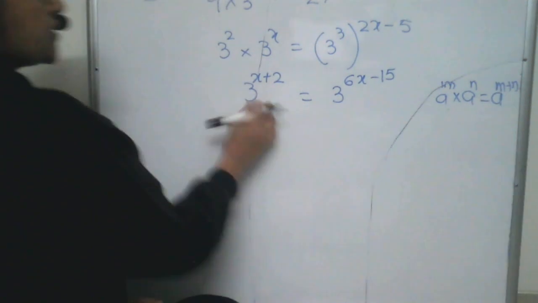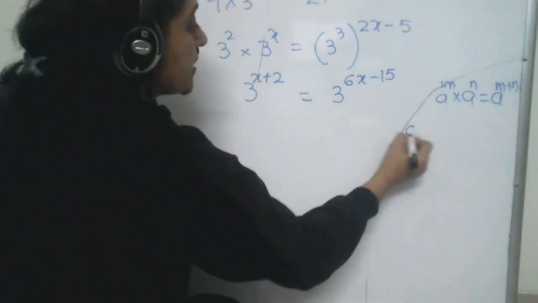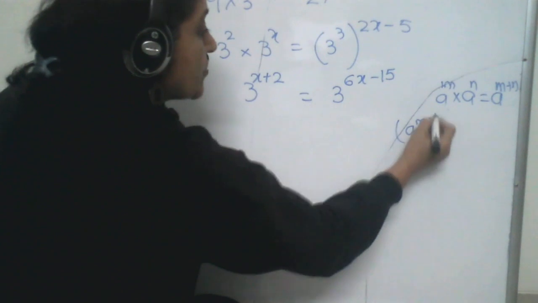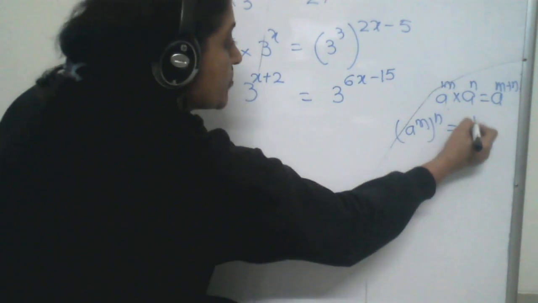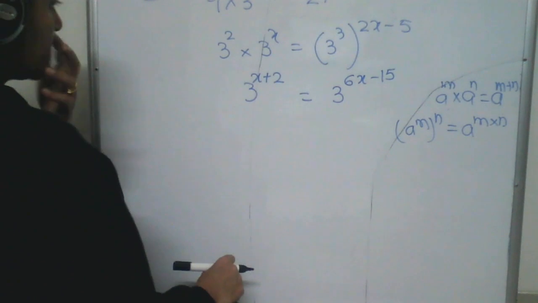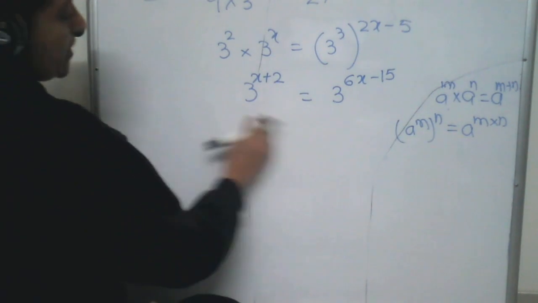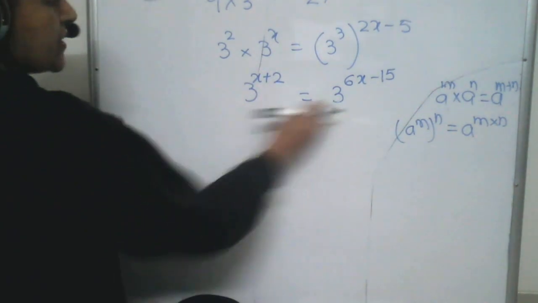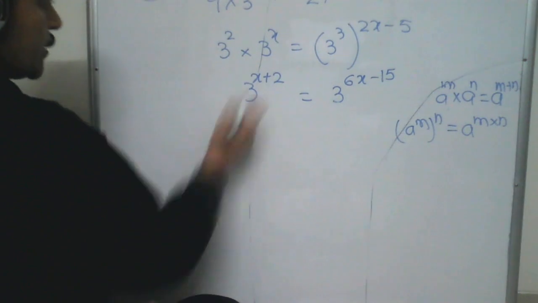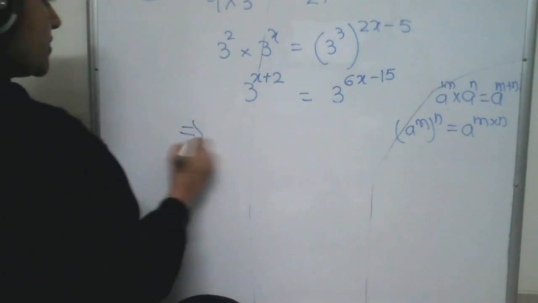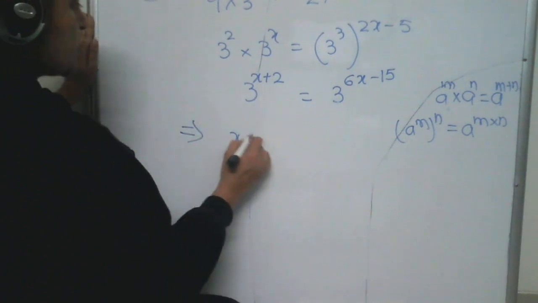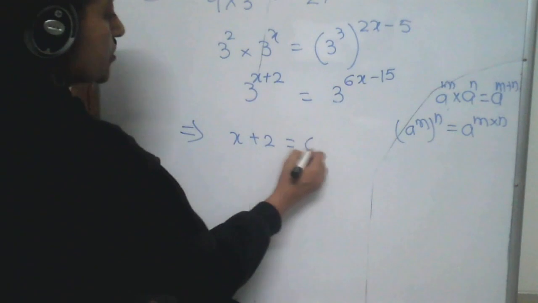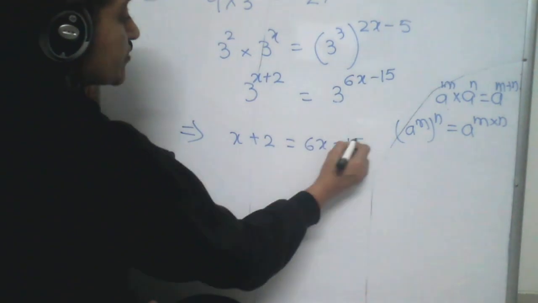This was for this. Now here it is a to the power m raised to the power n is equal to a to the power m into n. These two laws we have used. Now again coming to the same part. Now the bases on either side are equal, hence we are going to equate the exponents. x plus 2 is equal to 6x minus 15.